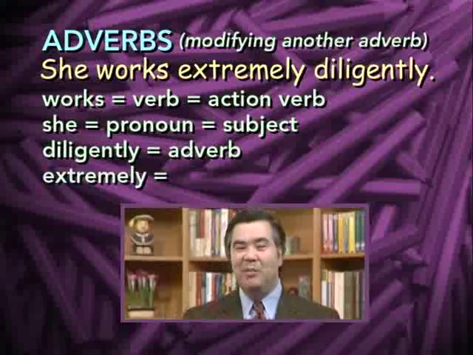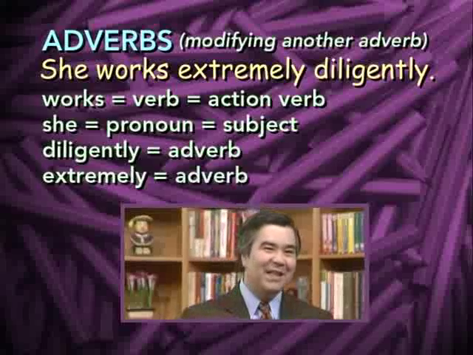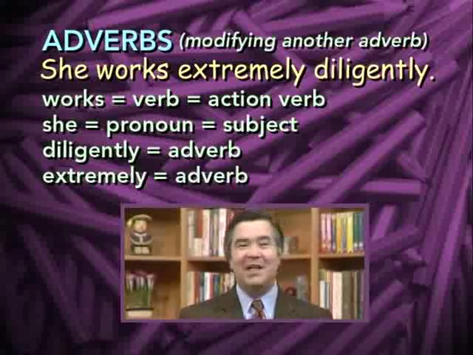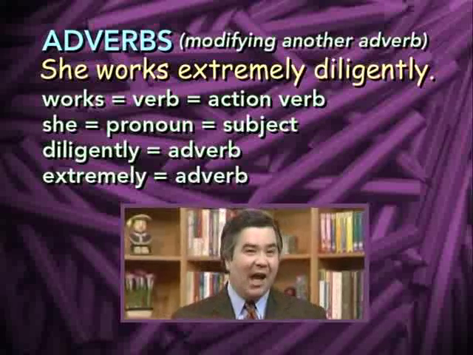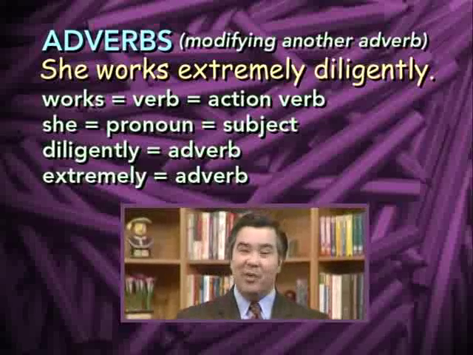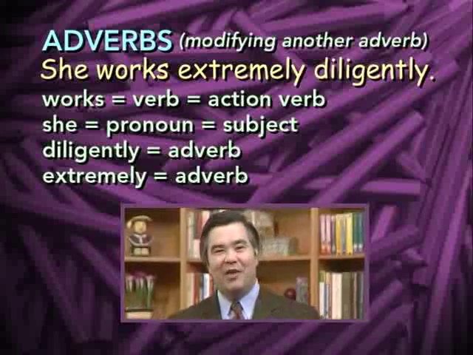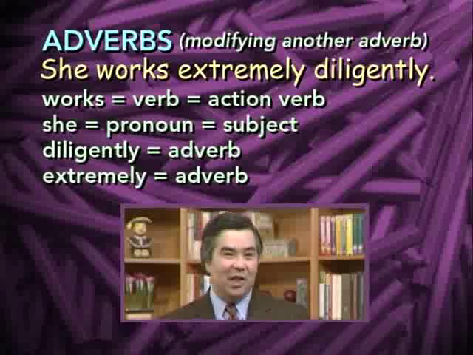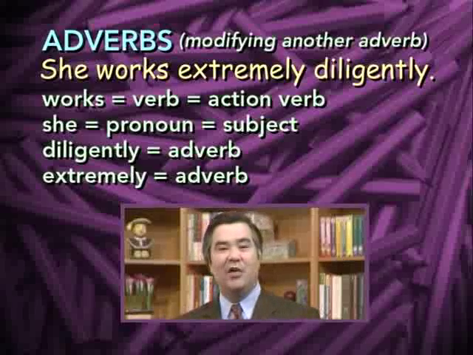What role does extremely play in the sentence? Well, extremely is an adverb. And what does it modify? In this case, it modifies another adverb. It modifies diligently. How diligently does she work? Extremely diligently. So extremely gives us more information about, or modifies, the adverb diligently. So in this case, we have an adverb being used to modify another adverb.